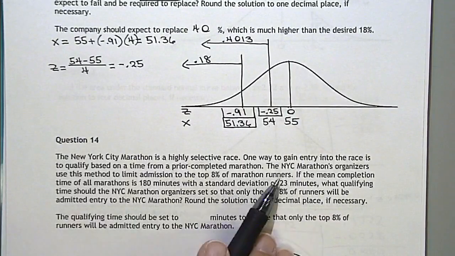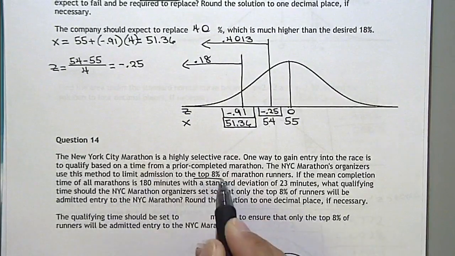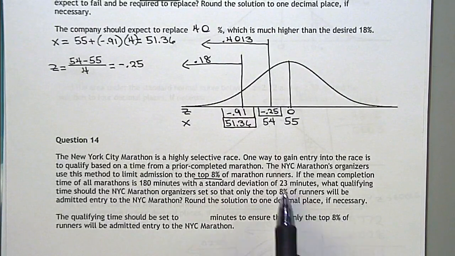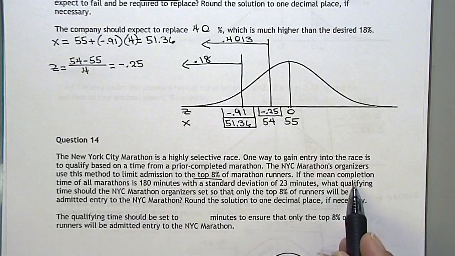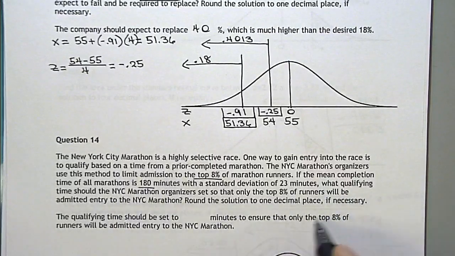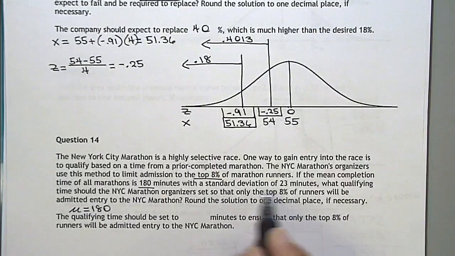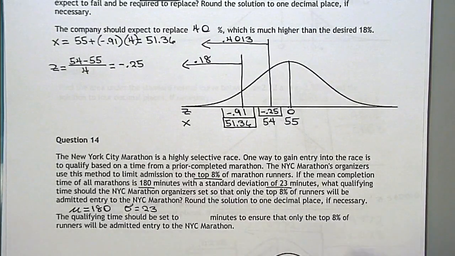Anyway, the New York City Marathon organizers decided they would limit admission to the top 8%. They only want to let the top 8% of all times get into the marathon. The mean completion time for all marathon runners is 180. I'm going to write it down. 180 minutes is the mean. Standard deviation, 23. So they want to know, what should they set as the qualifying time so that they only take the top 8%? Now we have to kind of reverse our thinking on this one.